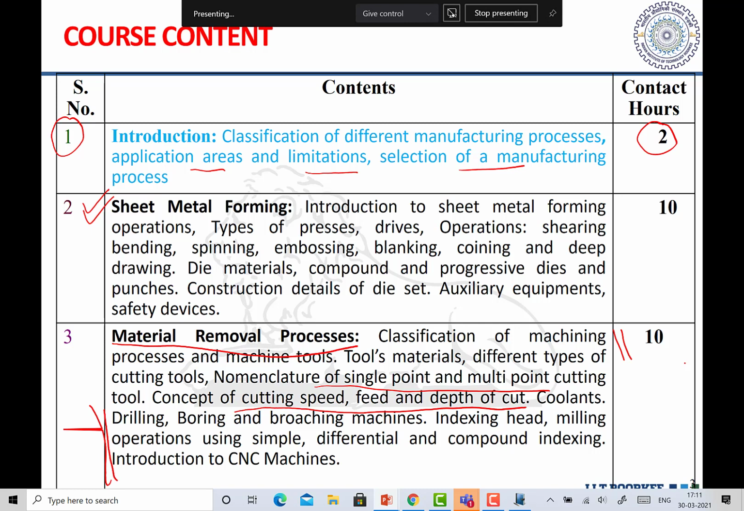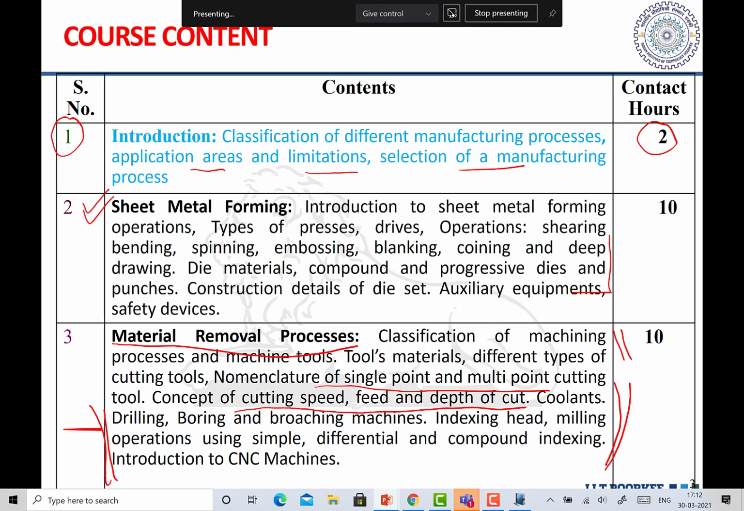Okay, so chapter number 2 basically involves the tools and equipment used for sheet metal forming and the different sheet metal operations. And chapter number 3 basically involves the material removal processes, the tools and the equipment, and the various operations which are used.